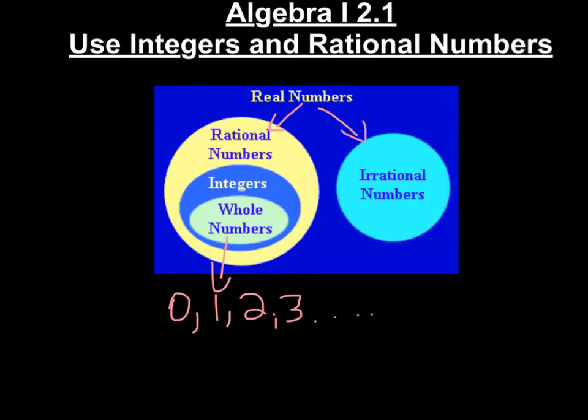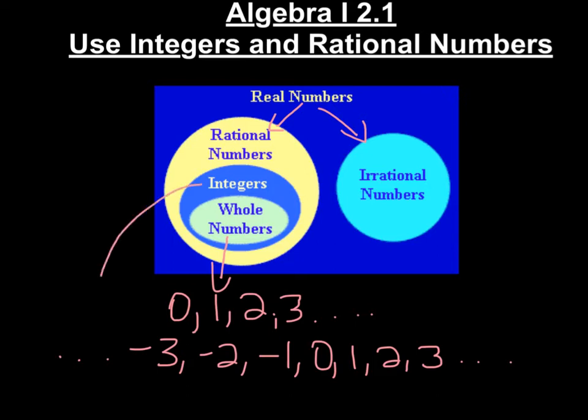Okay. Integers, on the other hand, are whole numbers and their opposites, which means that they can be negative. So we could have -3, -2, -1, 0, 1, 2, 3. Okay, in this case, just like with the whole numbers, we can't have a piece of a number or a part of a number or a decimal of it. It has to be a whole number or its opposite.